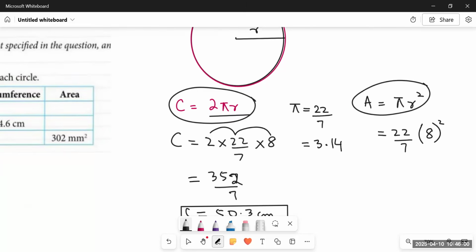Now, the most important thing is the BODMAS rule that we have already learned: whenever we multiply a number having a power over it, we first solve its power and then multiply it with the number outside the bracket. So it will be 22 upon 7 as it is. We cannot multiply 22 with 8 until we have found the square of 8, which is 64.